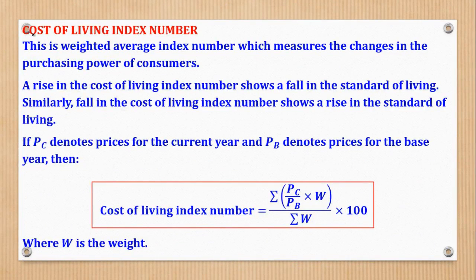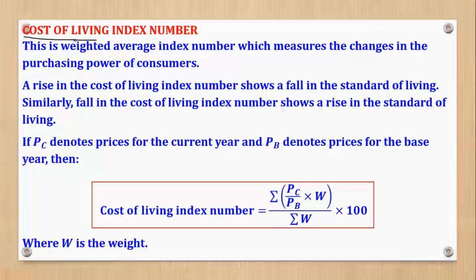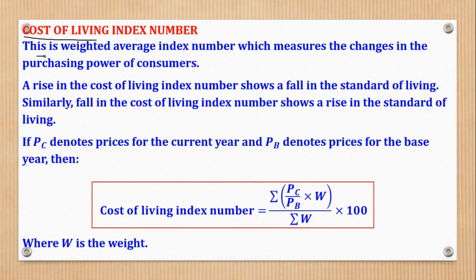So that was weighted. What about cost of living index number? So this is the weighted average index number which measures the changes in the purchasing power of consumers. So the same formula for weighted average price index is the very formula we shall use for cost of living index number. The difference are the items. So here the items are the ones a consumer can purchase, a consumer takes.